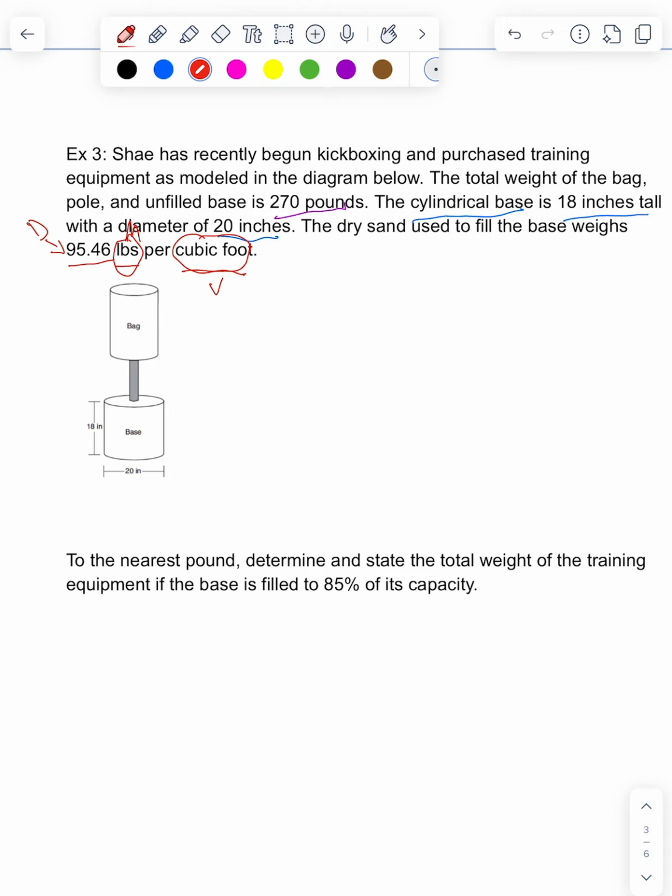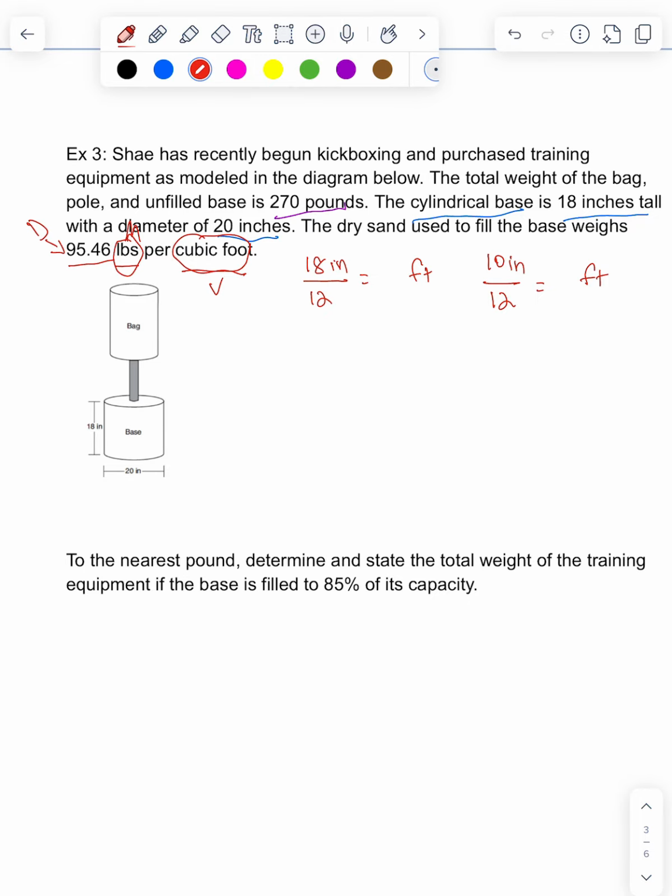But check it out. The volume unit is in cubic feet, but our dimensions for the base, the height and the diameter, were given in inches. So before I get started, I'm going to convert the 18 and the 20 inches into feet by dividing by 12. So I'm going to take the 18 inches and divide by 12 in order to get feet. And I'm actually not going to divide 20. For the volume formula, we need the radius. So the radius would be 10, half of 20. So I'm going to take 10 inches and divide that by 12 in order to get feet.